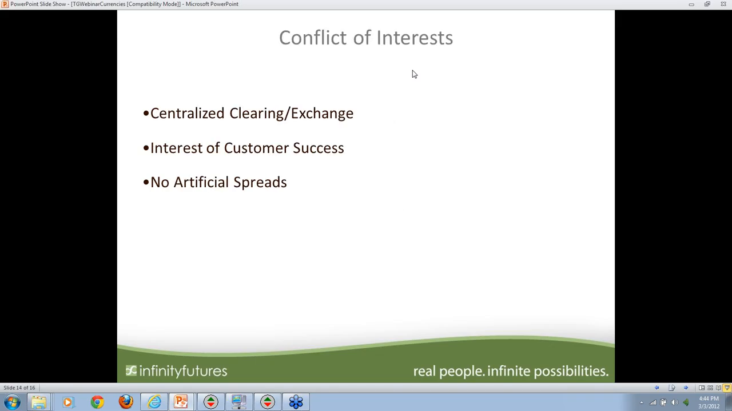Next, we've covered a fair amount of this as well. It's conflicts of interest, and again, CME is a centralized clearing exchange. You don't have somebody on the other side of your trade that is also your broker. It's going to be an anonymous person that could be in Malaysia, could be in Australia, could be your next door neighbor. You just don't know, which is really nice. You don't have to worry about somebody trying to manipulate your trade.